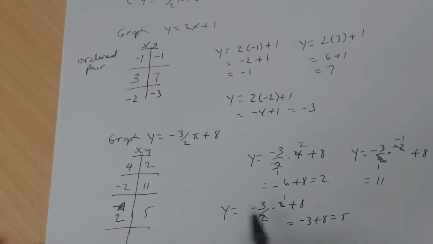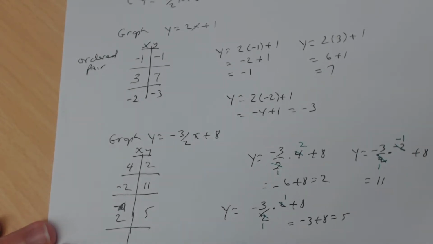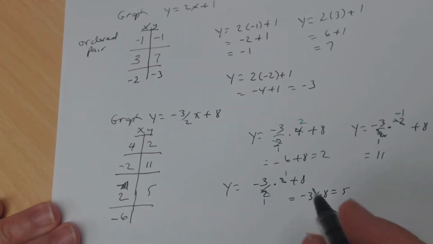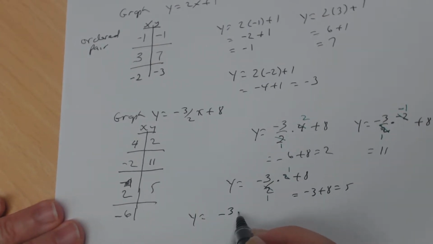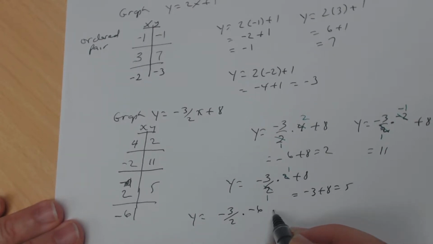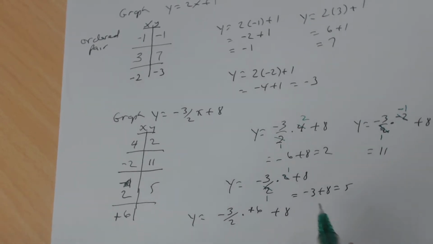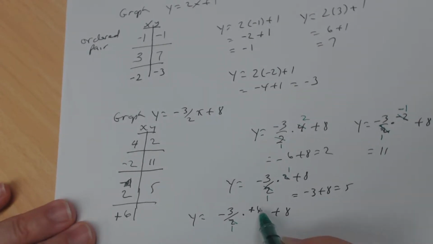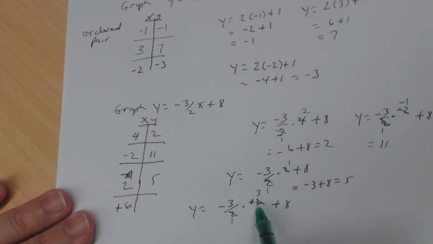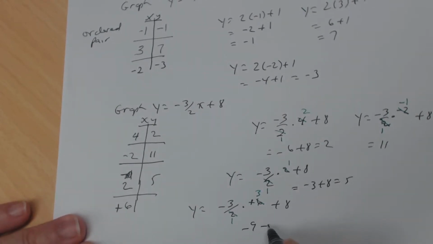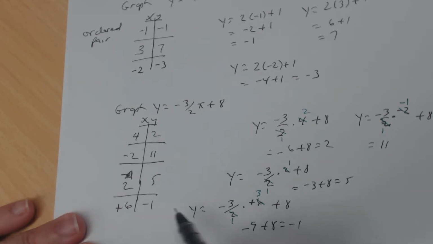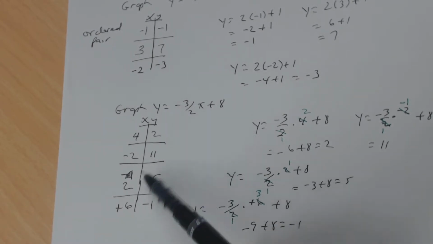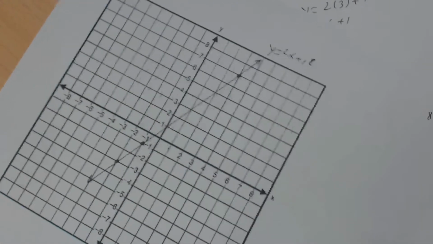All right, and then let's say x is negative 6. I get y equals negative 3 halves times a negative 6. Let's not use negative 6 because that's going to be too big. Let's use positive 6. So negative 3 halves times a positive 6 plus 8. So let's see what we get. 2 into 2 is 1, 2 into 6 is 3, and negative 3 times 3 is a negative 9, and negative 9 plus 8 is a negative 1. So that's going to fit in that grid.